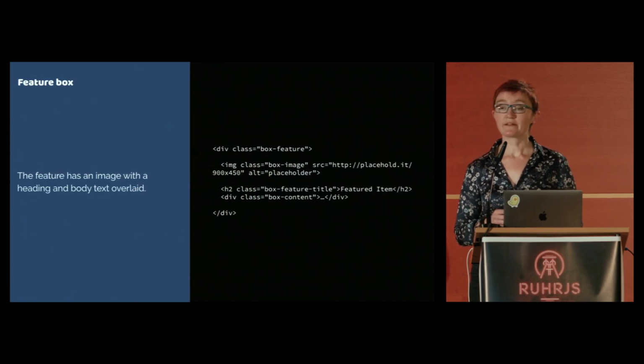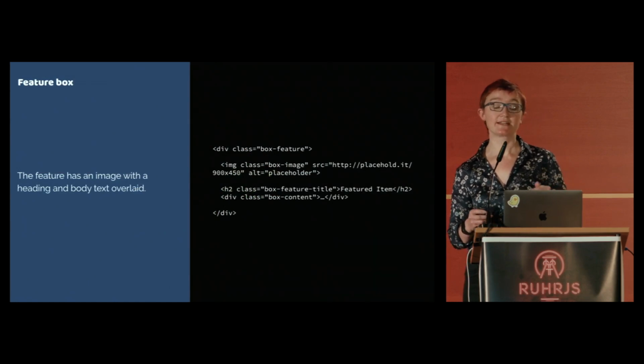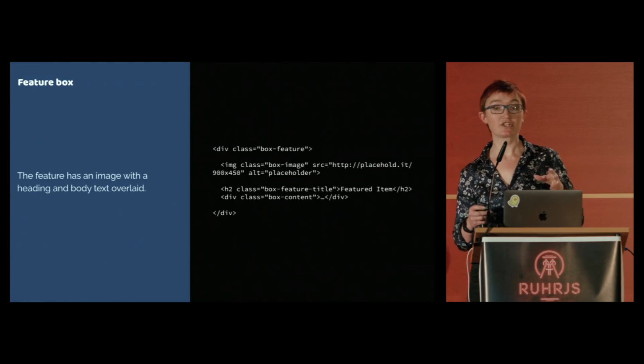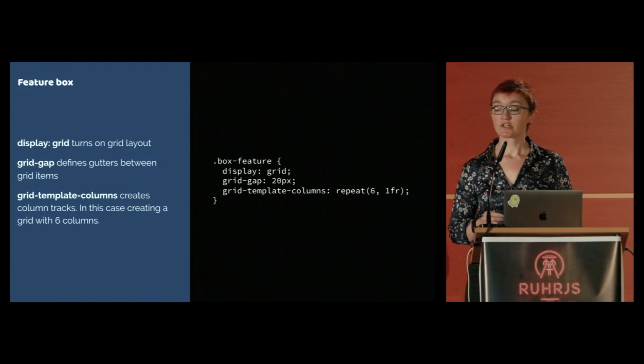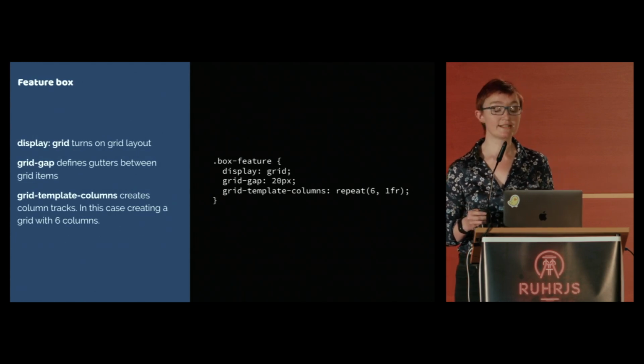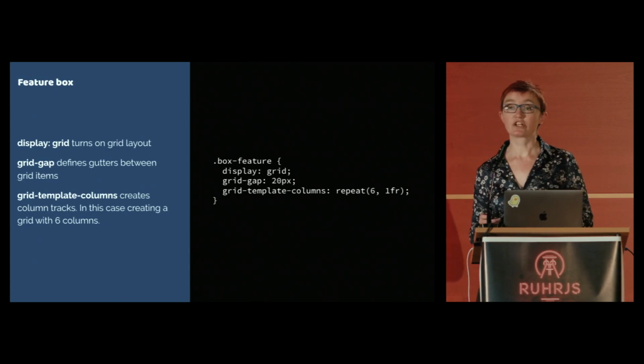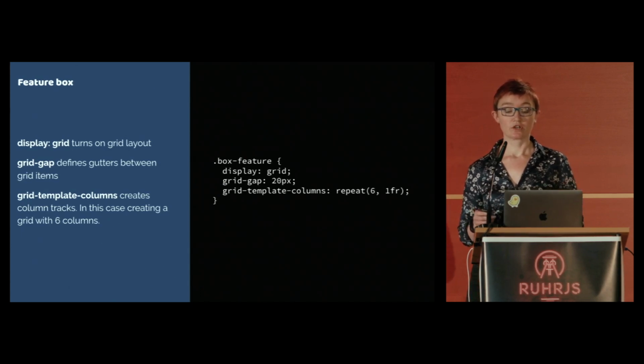And so I've got a wrapper, I've given it a class of box feature, and inside the direct children of that wrapper are the image, the title, and the content. So that's the container. That box feature is the container. We turn on grid, saying display grid. All of the direct children now become grid items. Grid gap creates a gap between the tracks.